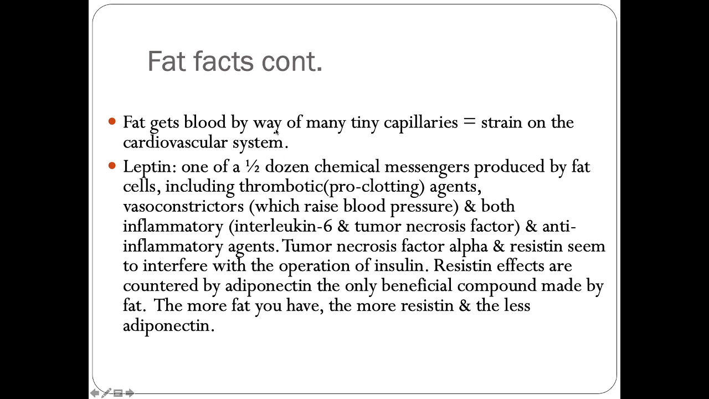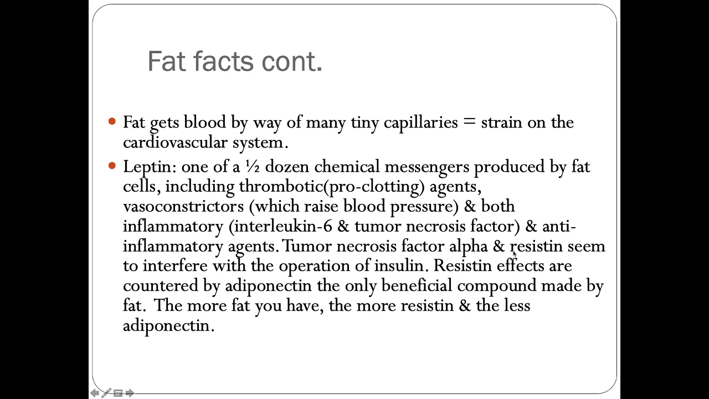We saw before the diagram of the way the blood flow into fat cells happens via tiny capillaries. The more capillaries that are required will put strain on your cardiovascular system in the form of high blood pressure. And then one of the chemical messengers involved in body fat is called leptin. It's produced by fat cells, and it can cause things like high blood pressure and clotting and inflammation, which are obviously bad for you. It can also increase your resistance to insulin.